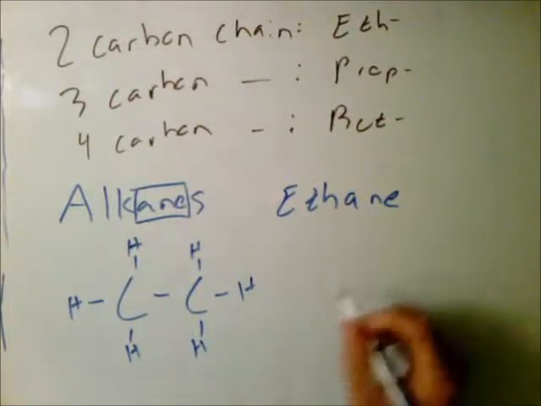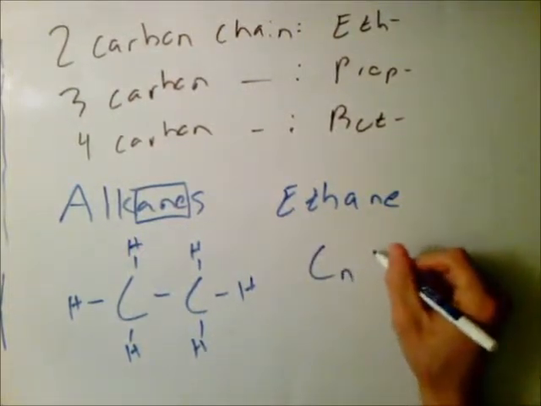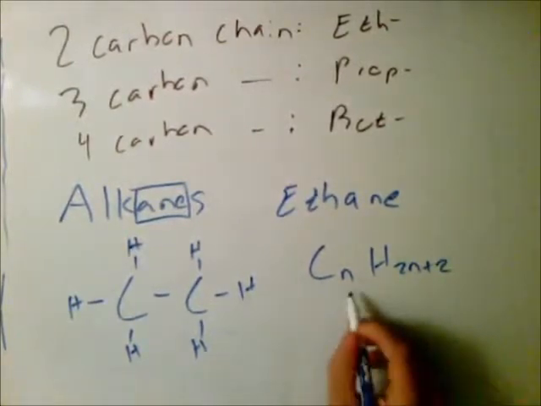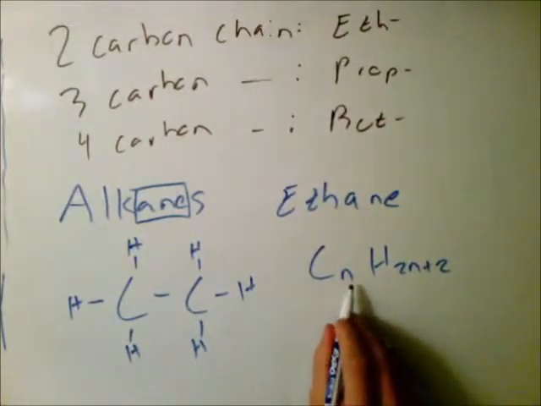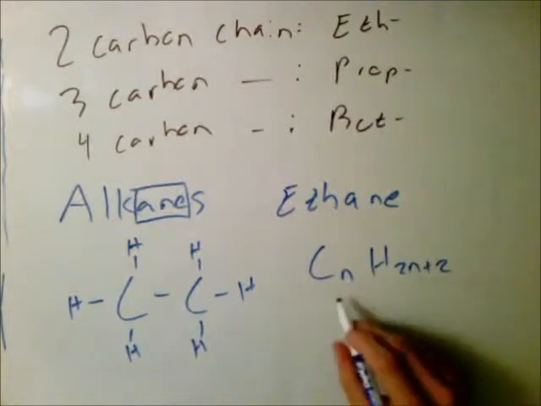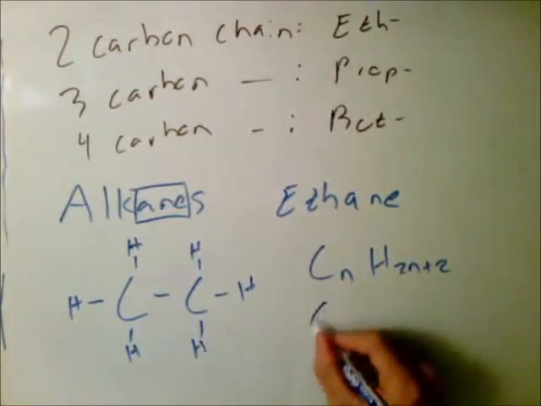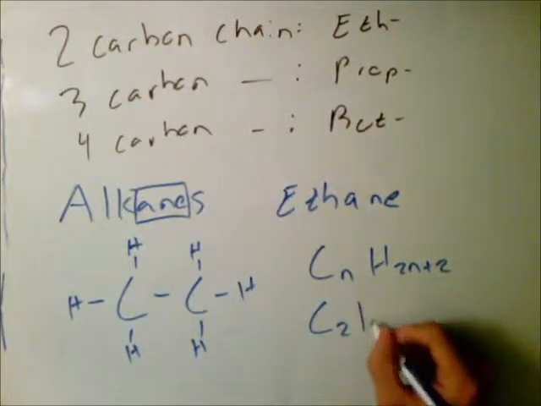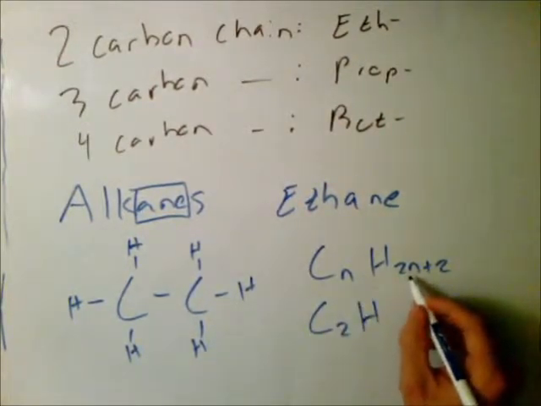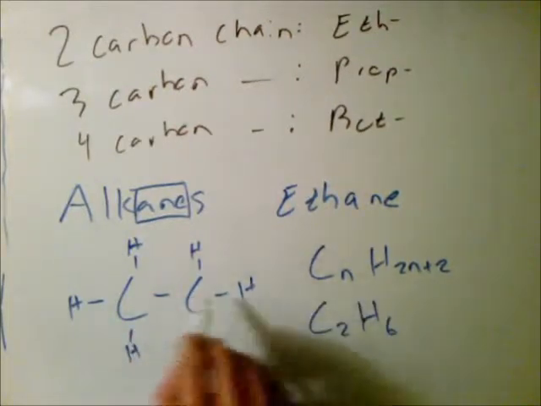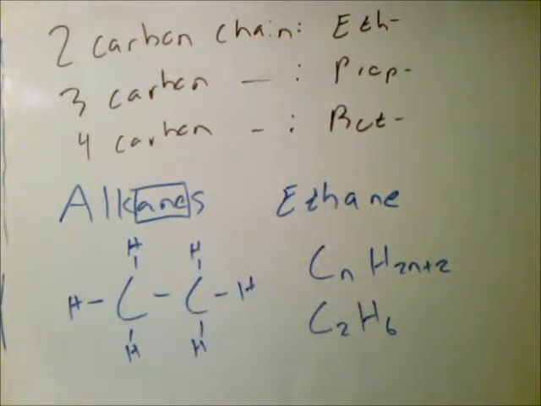The general formula for alkanes would be CnH2n+2. So the n is designated to the amount of carbons, and then through that n we can calculate the amount of hydrogens. So in this example we have C2, two carbons, H, 2 times 2 plus 2, we have 6 hydrogens, and that can be verified through this diagram.